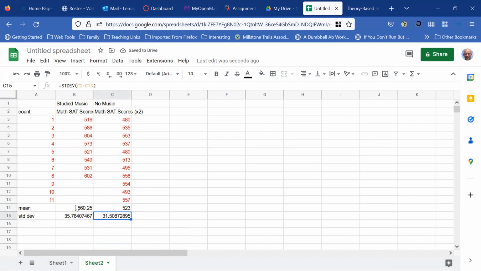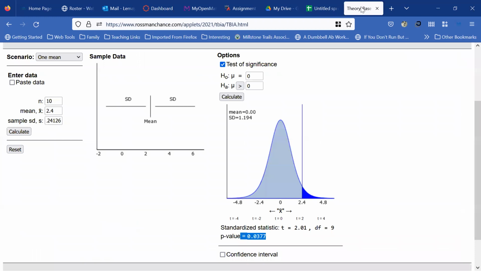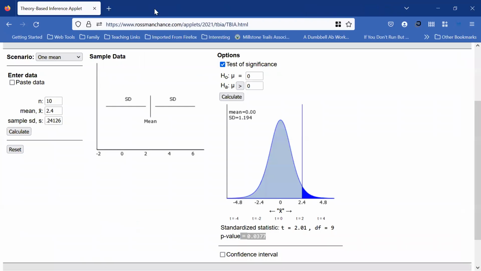So those are the two means, and we have two different sample sizes too. So we're going to make sure, there are 8 people who studied music, and there are 11 people who did not. So let me come grab that Rossman Chance applet. I'm going to break that out to a separate window.